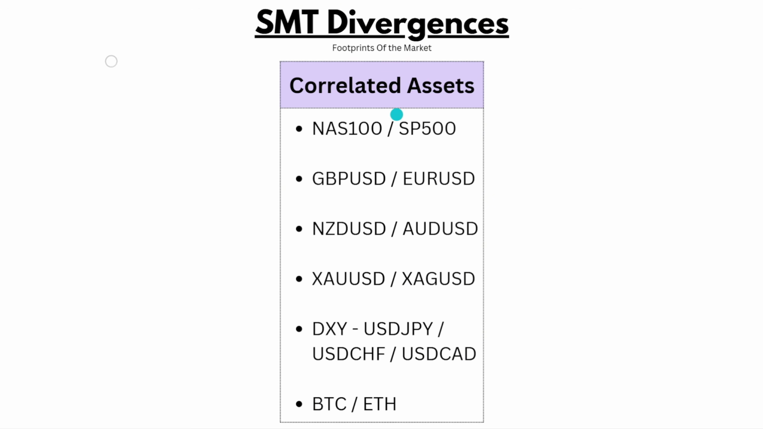And these are some of the most popular markets that you can use when looking for SMT divergences: the NASDAQ and the S&P 500, GBP/USD and EUR/USD, NZD/USD, AUD/USD, XAU/USD or XAG/USD, as well as you can use the dollar for USD/JPY, USD/CHF, and USD/CAD, as well as when trading Bitcoin, you can use Ethereum. It's very important that you're paying attention to your correlated market when you're identifying SMT divergences. Now I'm going to take you to a chart and show you this in action.